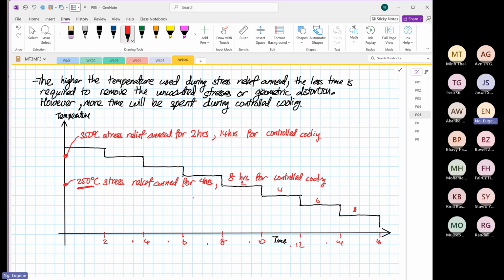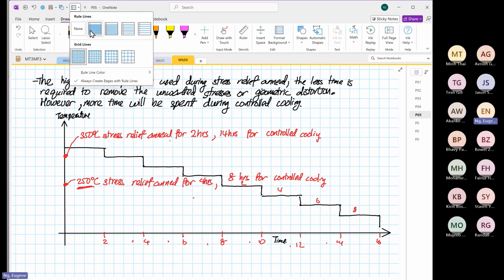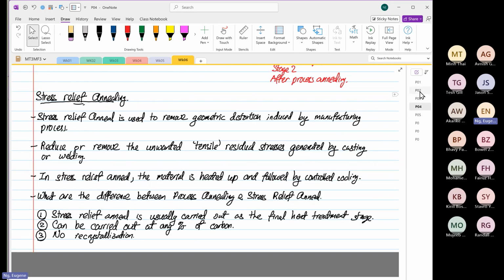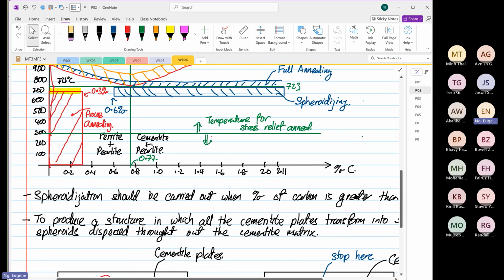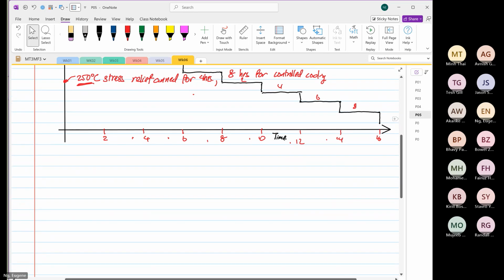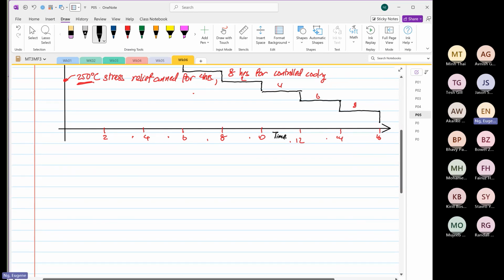Are we clear? Okay, so that is for our process, our stress relief anneal. And as you can see on this graph, that's why I say that the line can either go up or down, depending on what you choose. And you can use it for any percentage of carbon.